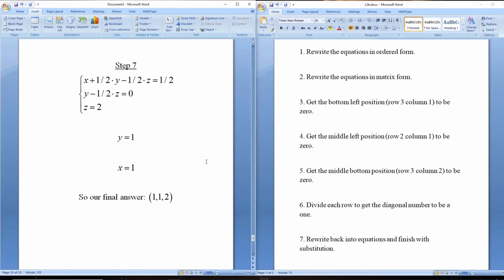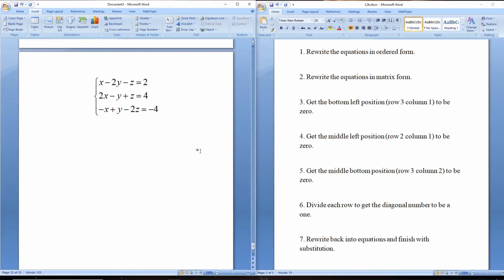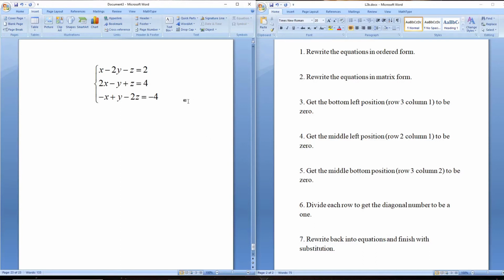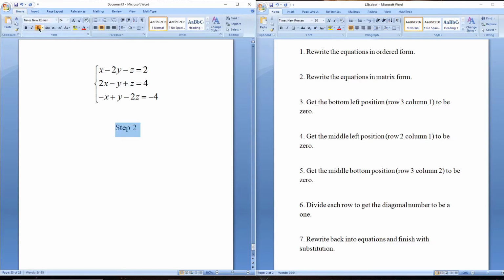So let's check out another one. So here we go. Step 1, rewrite the equations in ordered form. That means all the x's first, all the y's second, all the z's third, our equal sign, and then all the numbers. As we can see here, this is already ordered for us. So step 1 is done.